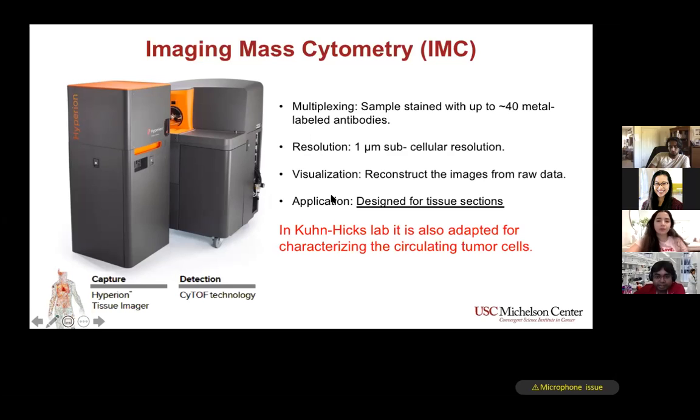What it does is you ablate the slide, you visualize the slide, and you can reconstruct a pseudo image. This was initially designed for tissue sections, but in our lab, we have also adapted it for circulating tumor cells. So this technology was meant for tissue slides, but in our lab we can also use it for single cells, circulating tumor cells, or immune cell characterization.